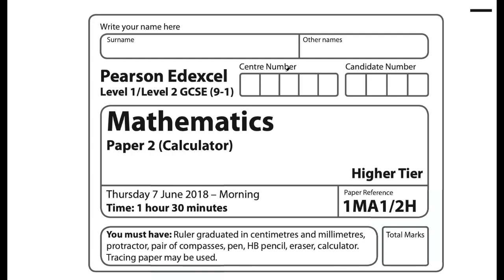In this video, I'll be going through a GCSE Higher Exam from 2018. This is paper 2, started on the 7th of June for the Edexcel specification. And as always, paper 2 is a calculator paper. Okay, let's get into the questions then.